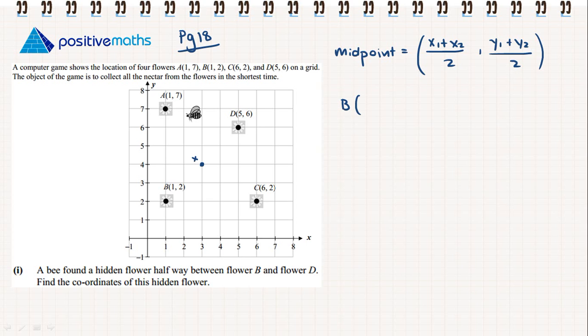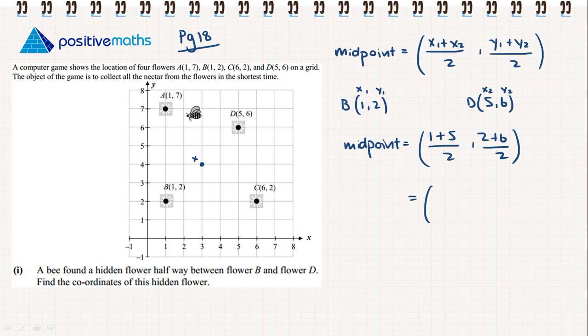So the points that we're using are B, which is (1, 2), and D, which is (5, 6). I'm going to label these x1, y1 and x2, y2. So our midpoint is going to be (1 plus 5) divided by 2, (2 plus 6) divided by 2. It's going to give us 6 over 2 and 8 over 2. So our midpoint is going to be (3, 4). If we go back to our graph and check that our estimation is true, that point is (3, 4).